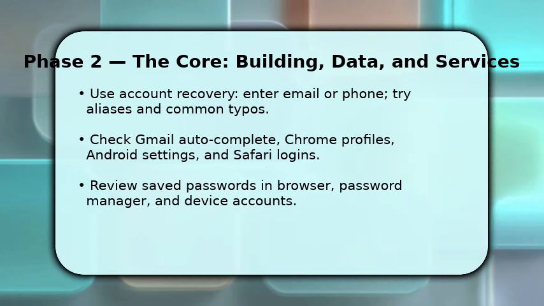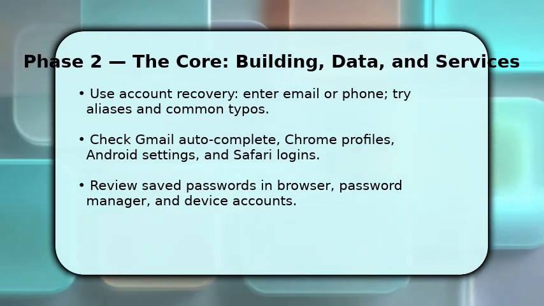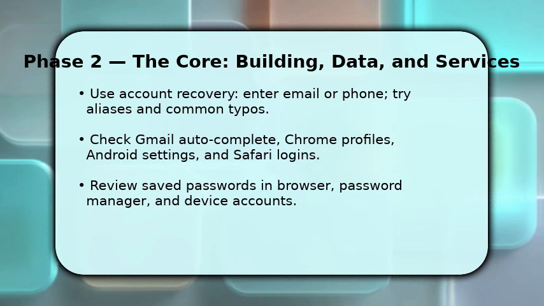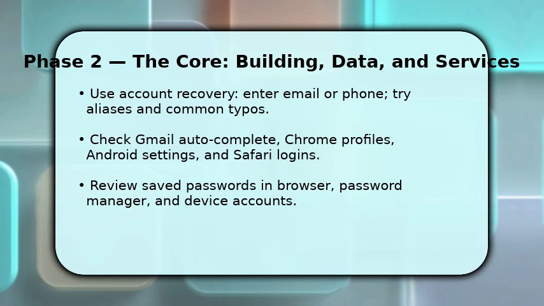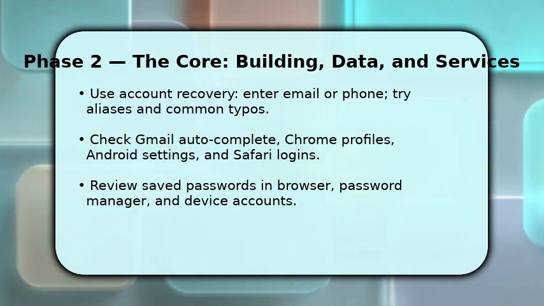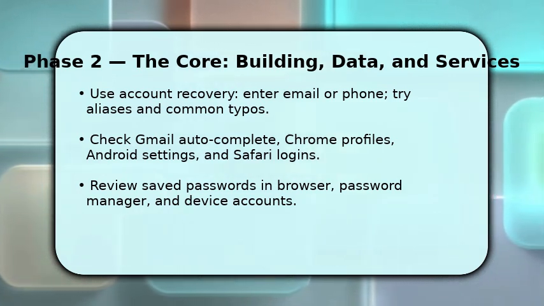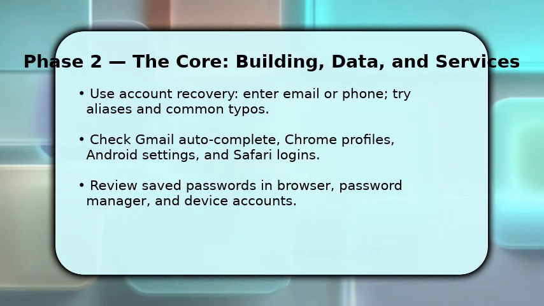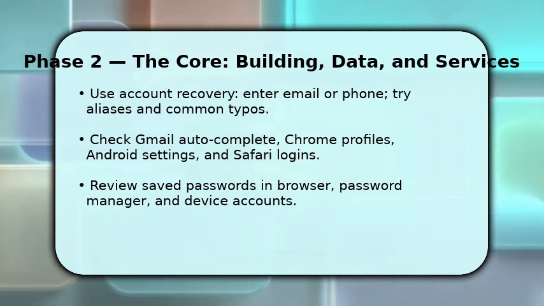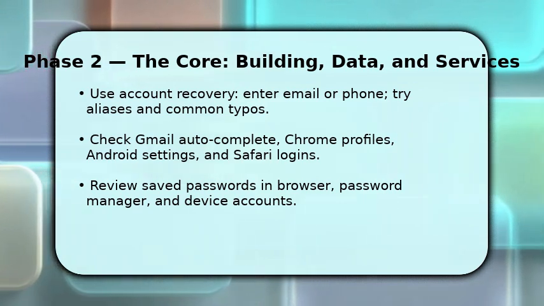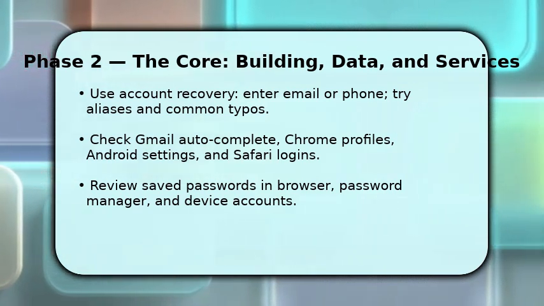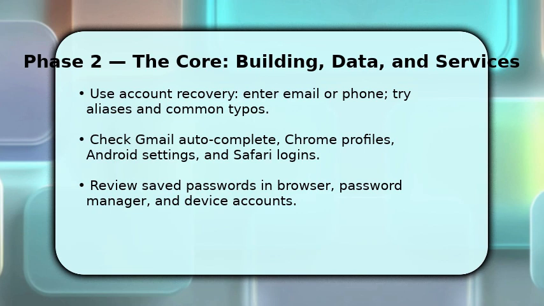Now you actively search. Use the Google account recovery flow by entering each email, phone, or likely alias. Try common typos and previous domains. Once done, check Gmail autocomplete, Chrome profiles, Android settings accounts, and browser-saved logins to surface linked addresses. Make sure to inspect any password manager or keychain for stored credentials, because they often reveal forgotten accounts.